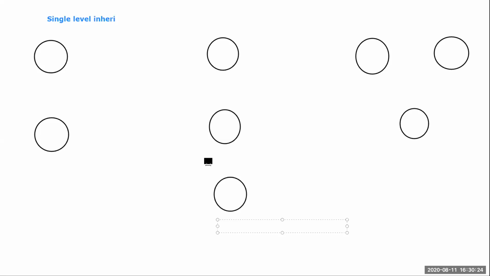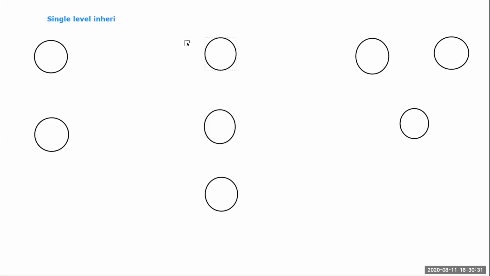Okay, so let's see. Single level means we have A and B. So here class A, right? And here we have class B.